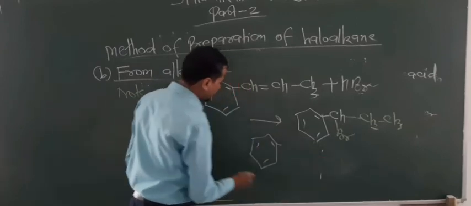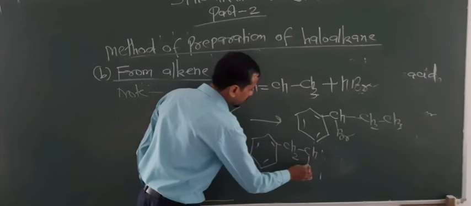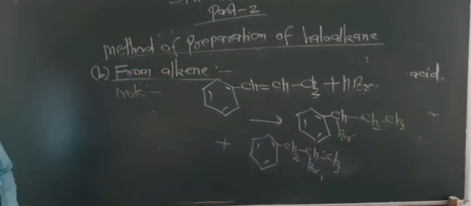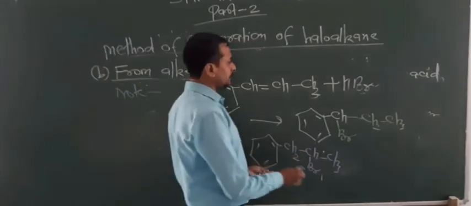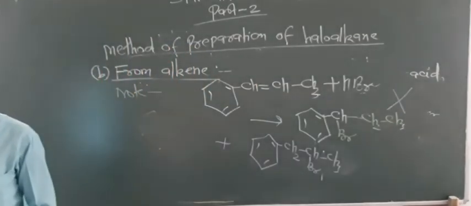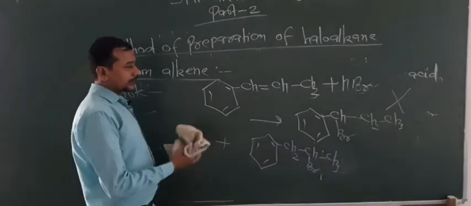Dear students, focus properly here. CH2 single bond CHBr and CH3. So if you follow the Markovnikov rule, your answer is like this. But basically this is wrong according to delocalization of electrons. Now look at the correct answer of this.